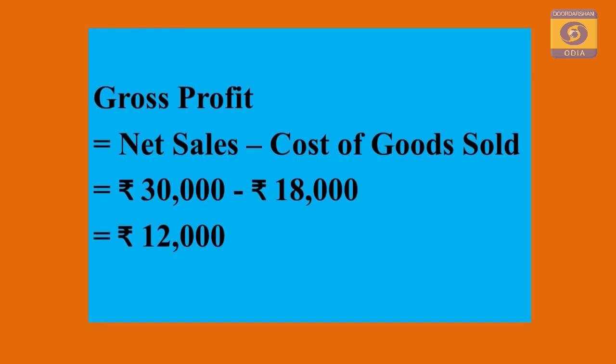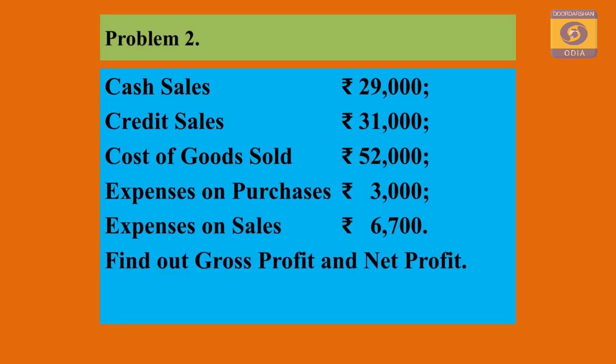We are also asked to find the gross profit. So the gross profit is net sales minus cost of goods sold. That will give us 30,000 minus 18,000. Net sales is 30,000, cost of goods sold is 18,000. So the answer is 12,000. So 12,000 is your gross profit. Let's take a look at another small question.